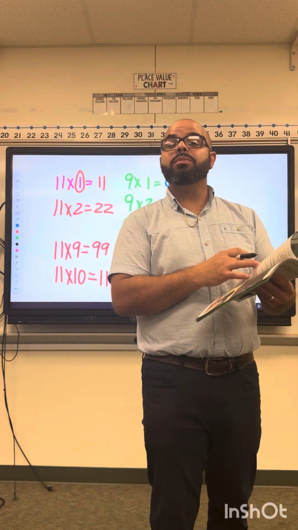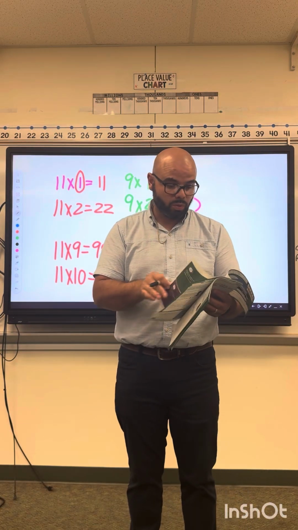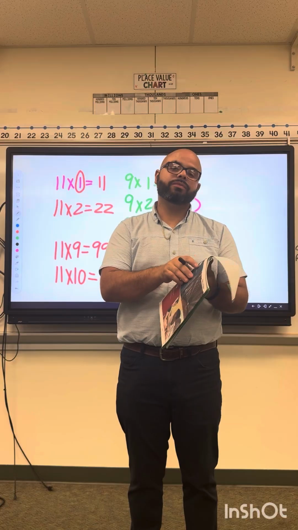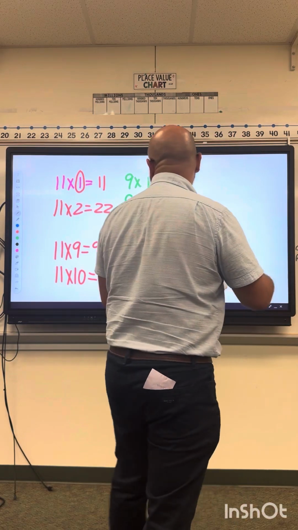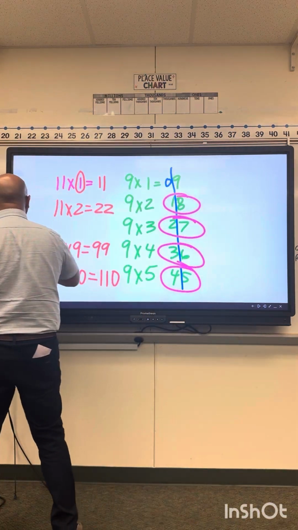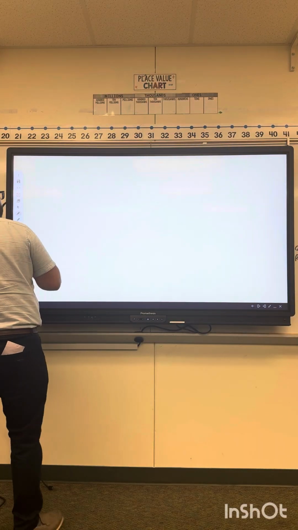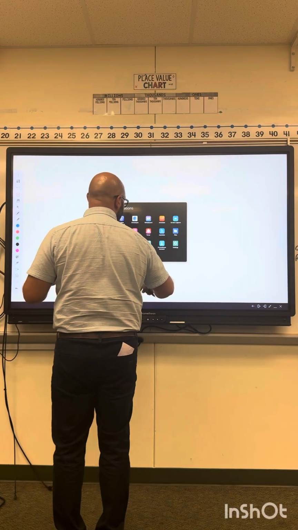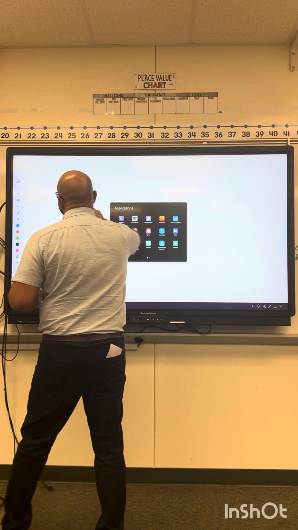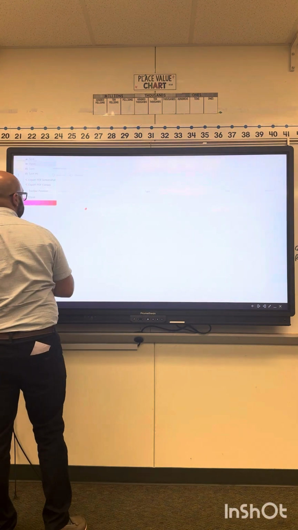So that was pretty much lesson 1. Now the vocabulary. Vocabulary is extremely important, because they needed to know what each word meant if it came up in a word problem. So let's look at the vocabulary.